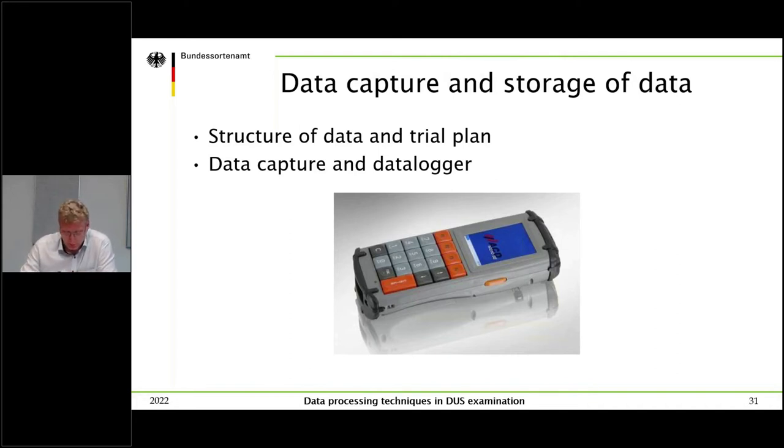Data capture and storage of data. In order to be able to record and evaluate test data in a controlled manner, two points are very important. The data must be structured and converted into an electronic form. Data for measurements and visually assessed characteristics should be recorded electronically using a handheld computer, such as a data logger. They are transferred into an electronic form of tables in the personal computer. Following this, the data must be checked and analyzed, after which the crop expert can produce the variety description. From the data capture in the field to the production of the variety description, the crop experts are responsible for the correctness and the security of the data.